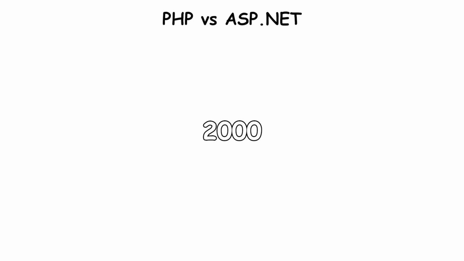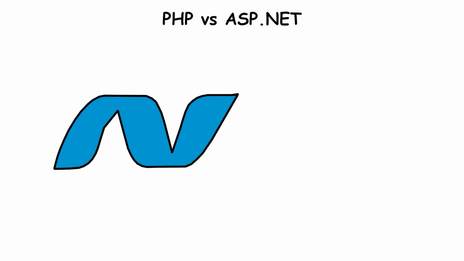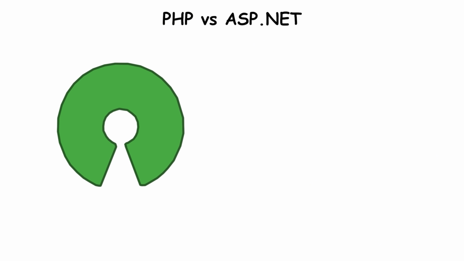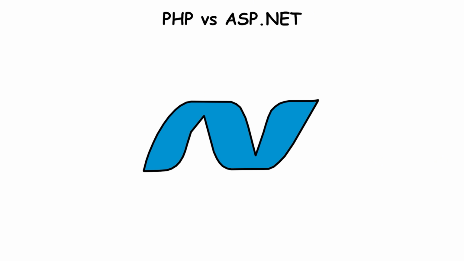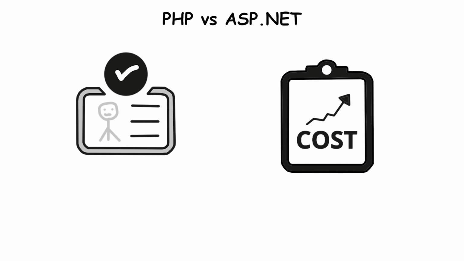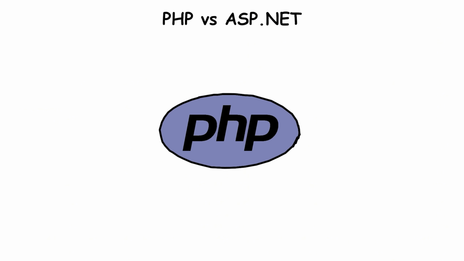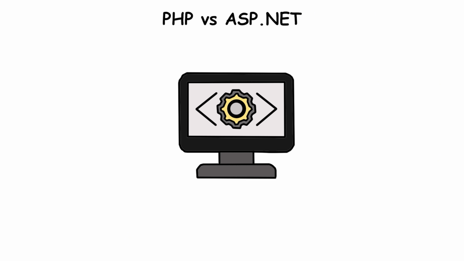In the early 2000s, if you were building a dynamic website, you had two big paths: ASP.NET from Microsoft or PHP, the scrappy, open source scripting language that could run on almost any server. ASP.NET was powerful, but came with licensing costs, a Windows-only environment, and a steeper learning curve. PHP, on the other hand, was free, ran on cheap shared hosting, and let you upload a few files to a server and have a working site in minutes.